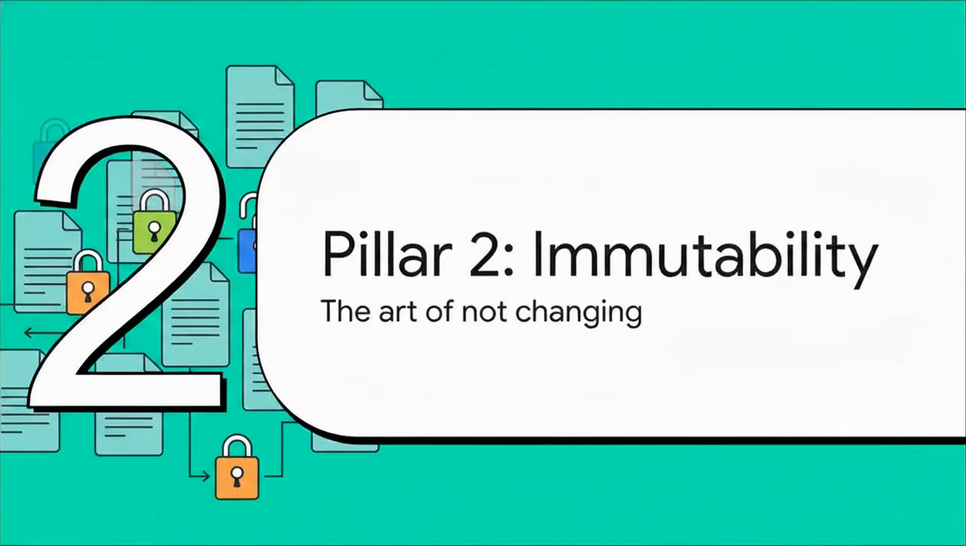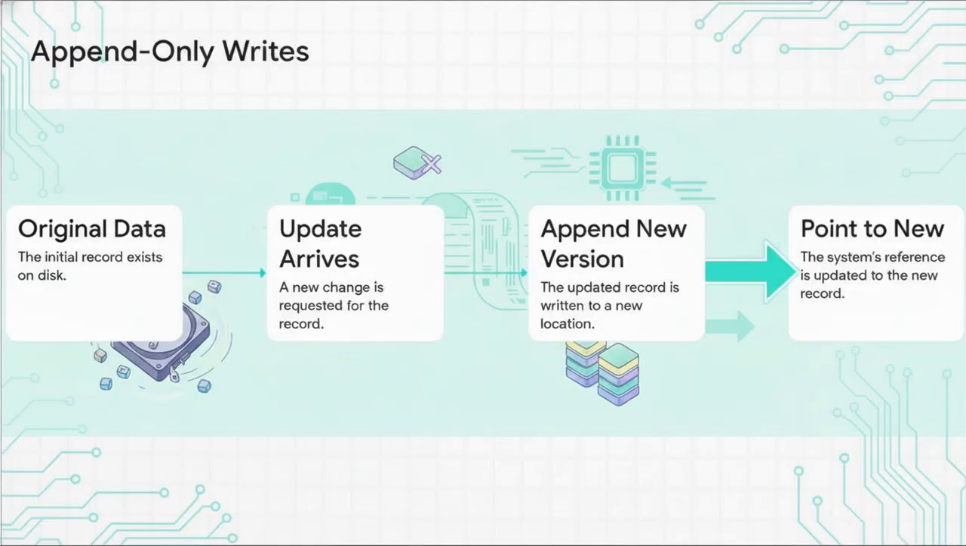So how do we solve this new writing problem? The answer is our second pillar, and it's a wonderfully counterintuitive idea: immutability. As the subtitle says, it's the art of not changing things. The solution to changing data is to just stop changing data.